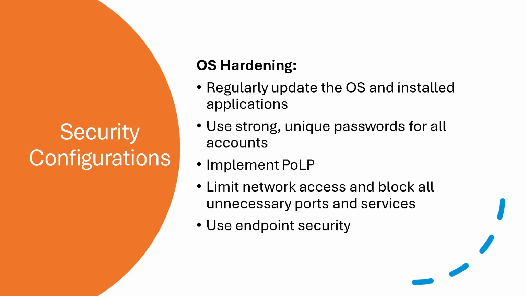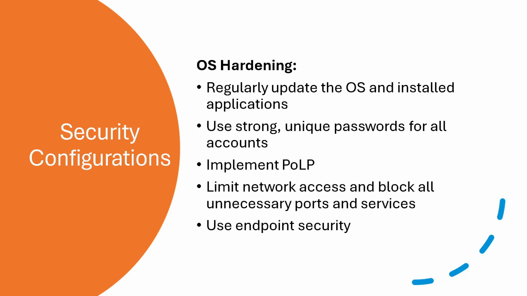By regularly updating operating systems and applications, the risk of being exploited can be reduced significantly. Enforce strong and complex passwords with a minimum length, including a combination of uppercase and lowercase letters, numbers, and symbols. Avoid easily guessable passwords or dictionary words. Implement the principle of least privilege. Limit network access and block all unnecessary ports and services. By disabling unused network ports and services, the attack surface can be reduced significantly. Attackers cannot exploit vulnerabilities in systems that are not running.